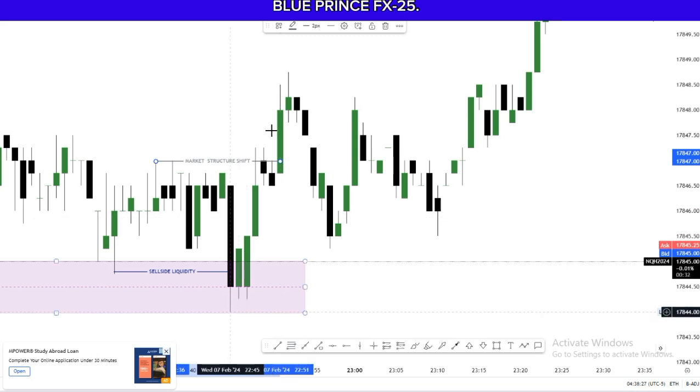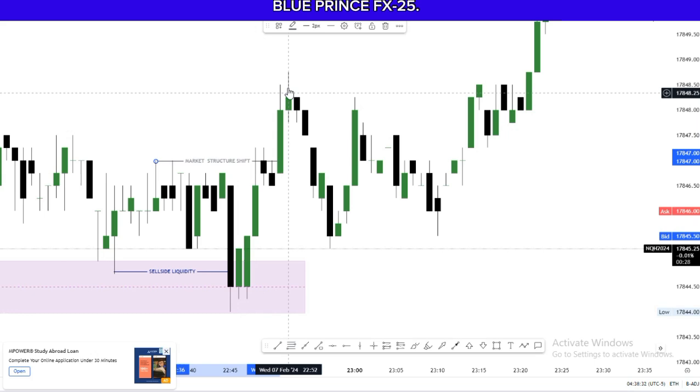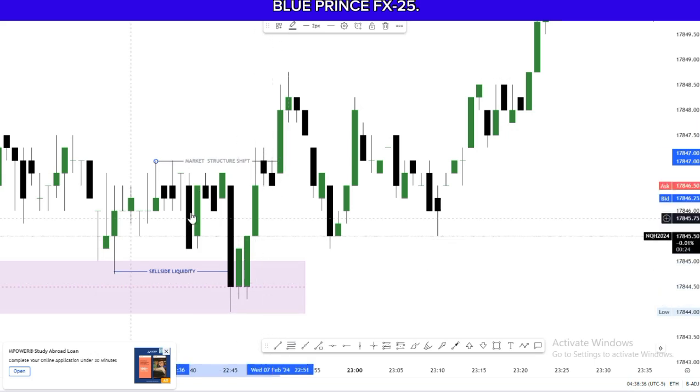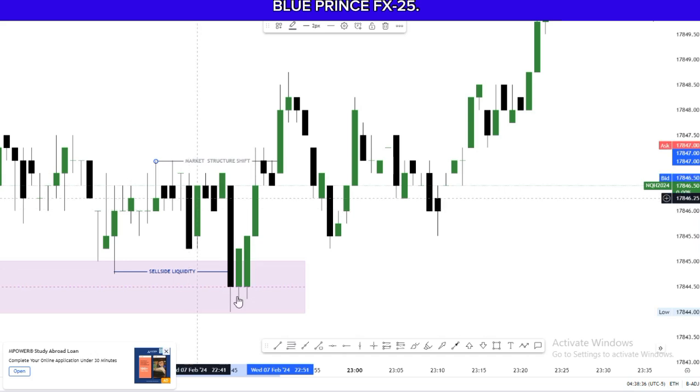So now we have this high and this low. This becomes our displacement low, and this becomes our displacement high. So we have a displacement. You can see the market was very choppy when it was in this price section. Then it dropped into the sell side liquidity and quickly moved in the opposite direction. So this is our displacement move.